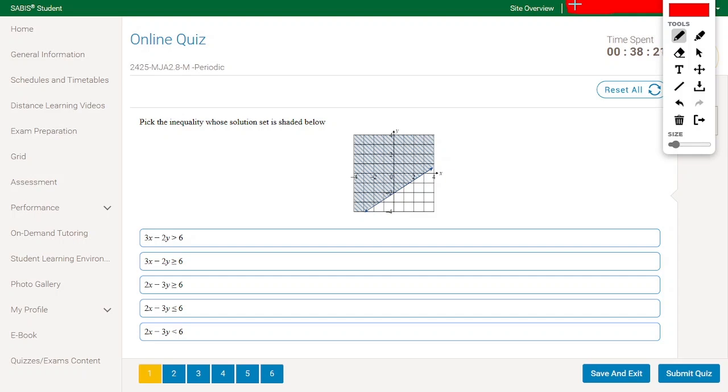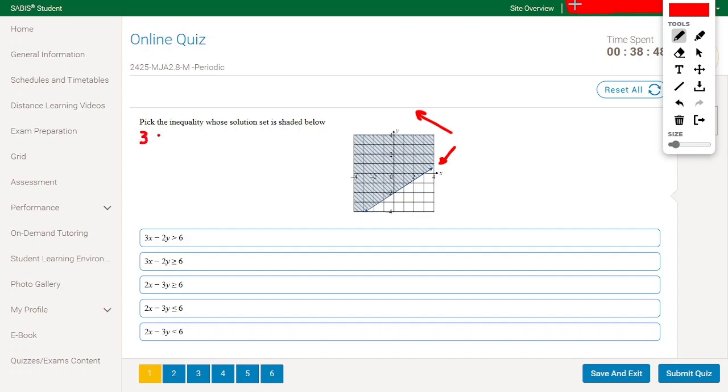Pick the inequality whose solution set is shaded below. We have a line and the solution above that line. So now let's see these inequalities. We have 3x minus 2y bigger than 6. And we have the same here, 2x minus 3y. So we have two line equations, or two different inequalities.